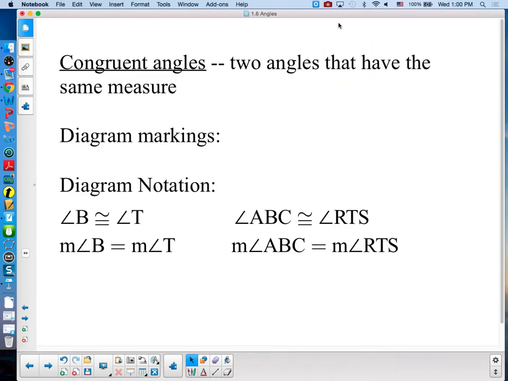I guess maybe that would be something to come in and have me go through with you. Okay, back to your notes. Congruent angles are angles that have the same measure. So if there's 2 angles that each measure 10 degrees, they're congruent.